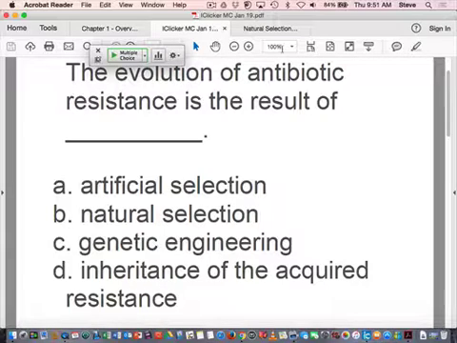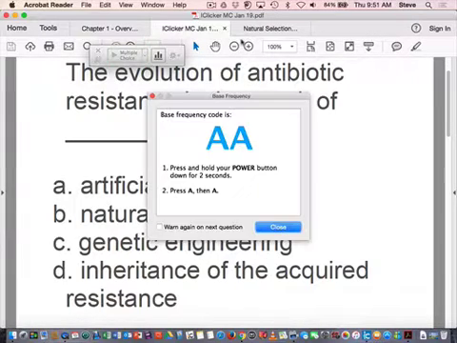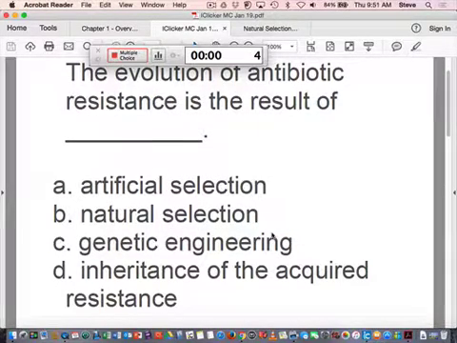The evolution of antibiotic resistance is a result of: A, artificial selection; B, natural selection; C, genetic; D, inheritance of acquired characteristics. Again, let me see if I can start this from the remote. Oh, I should turn it on. The base frequency code is AA. Okay, here you go. I only give 15 seconds to answer, then shut it off. No, I'll give you 30 seconds to do it. Some of the other questions are a little more tricky. Okay.